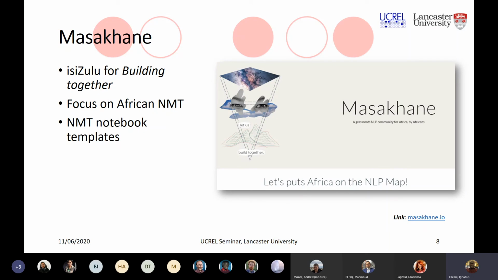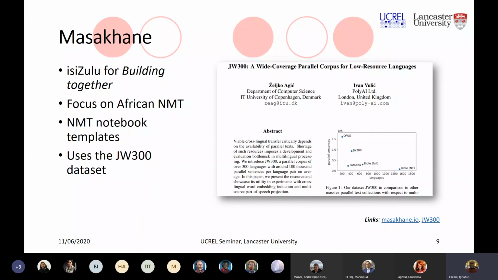So they provided NMT notebooks, neural machine translation notebook templates that people can use. I've shared the link. And incidentally, last year at ACL 2019, there was a paper on JW300, which actually collected a lot of parallel data for low resource languages. Most of them are from the Jehovah's Witness materials, Bible, and other things that they have. So a lot of African languages were contained in that, and that gave us something to work with.